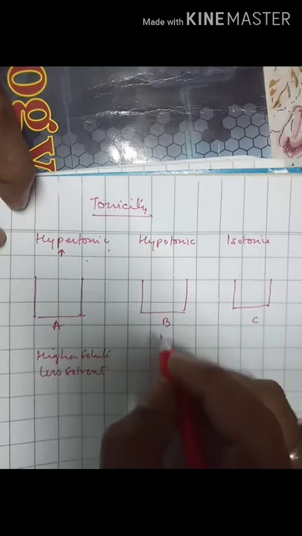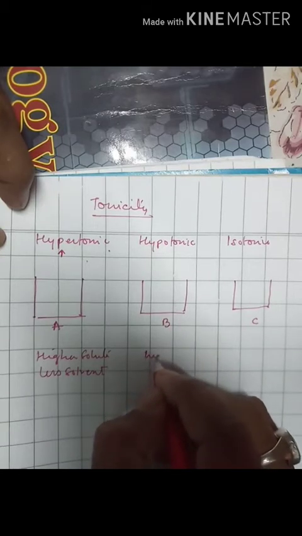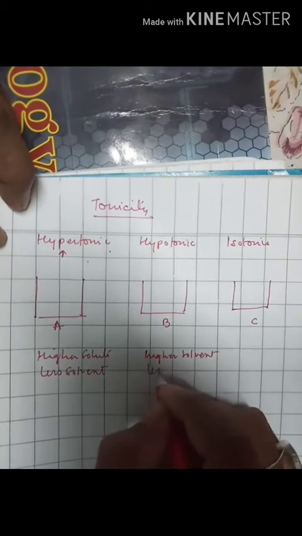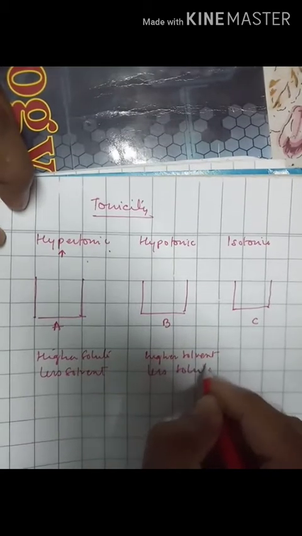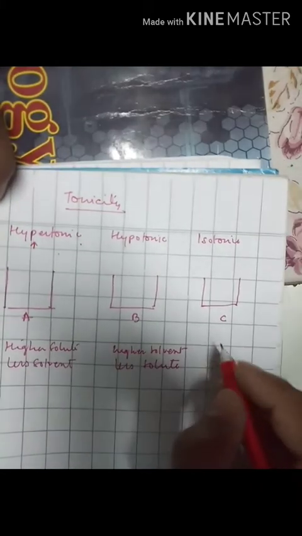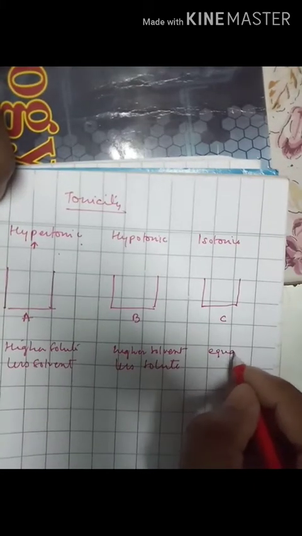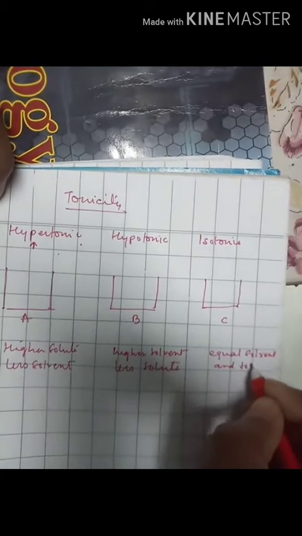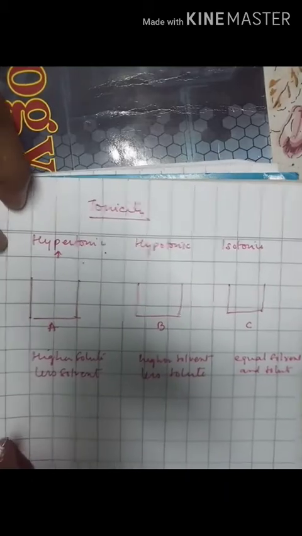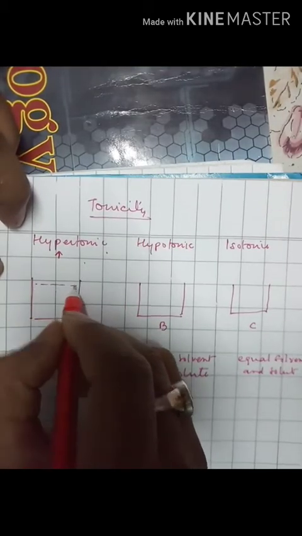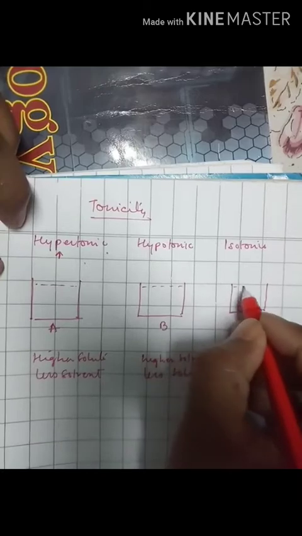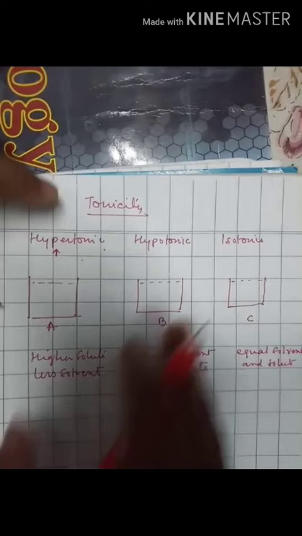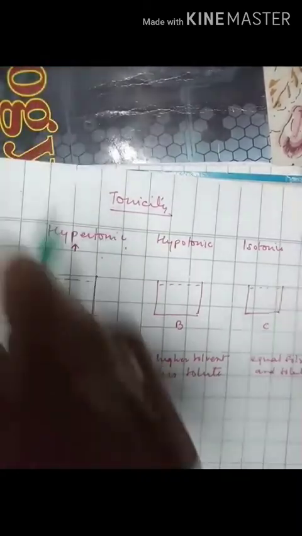Hypotonic solution contains higher solvent concentration and less solute concentration. Isotonic means equal solvent and solute. Clear? So all the beakers contain a particular type of solution: hypertonic, hypotonic and isotonic.